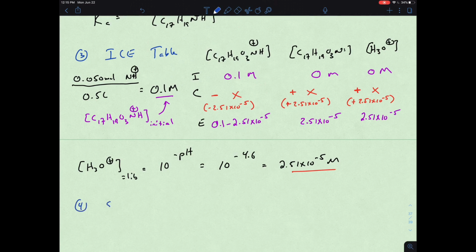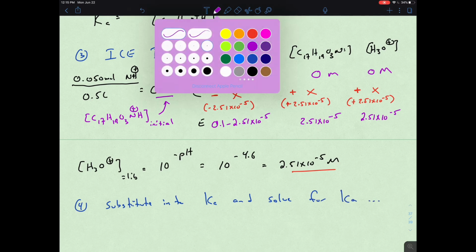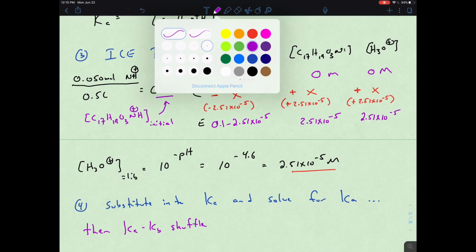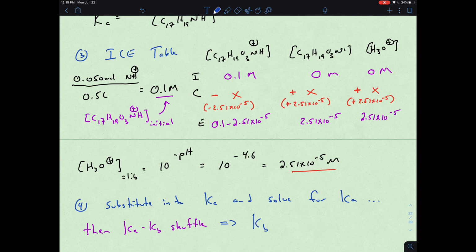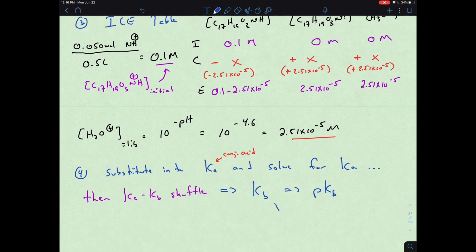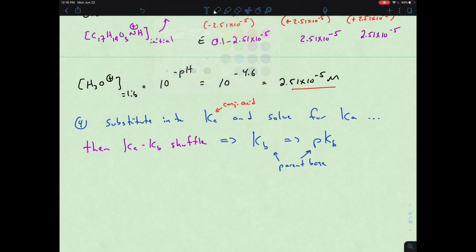So now we can substitute into Ka and solve for Ka. Then we need to do the Ka-Kb shuffle, and that's going to get us into Kb, and then we can get to pKb. So again, this is all in terms of the conjugate, right? So that's what we're solving for here is our Ka for the conjugate acid. But ultimately what we want is the Kb or pKb at the very end of the parent base. So first we have to solve for our Ka, then we can solve for the answer, the Kb and pKb.